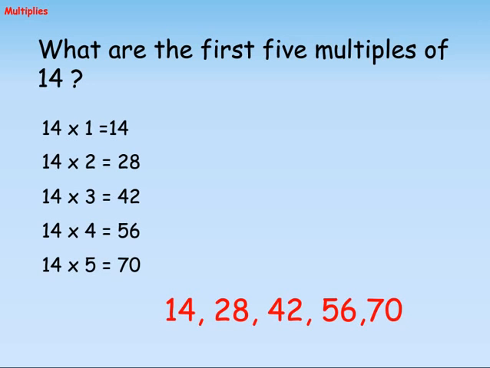What are the first 5 multiples of 14? 14 into 1 equals 14. 14 into 2 equals 28. 14 into 3 equals 42. 14 into 4 equals 56. 14 into 5 equals 70. So the multiples are 14, 28, 42, 56, 70.